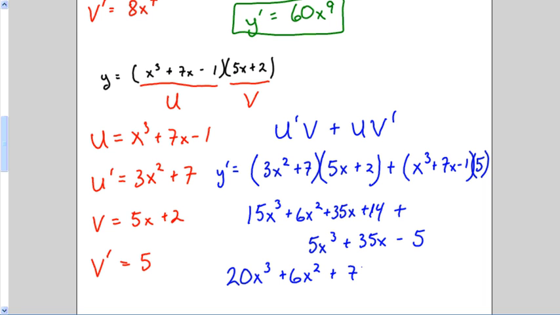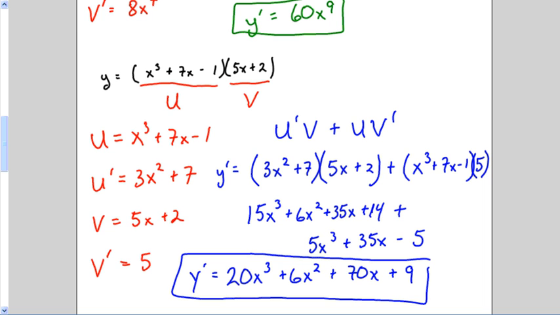Plus 70x. Then we've got 14 and minus 5. Looks like we've got a plus 9. And there, happy campers, is our product rule example on that one.